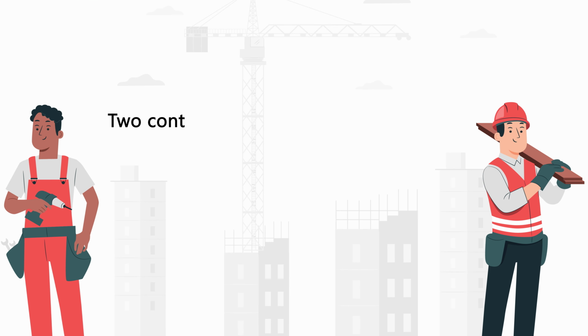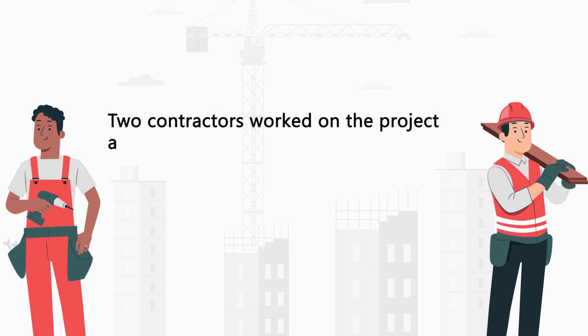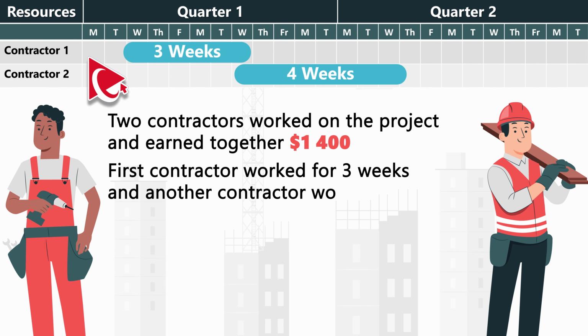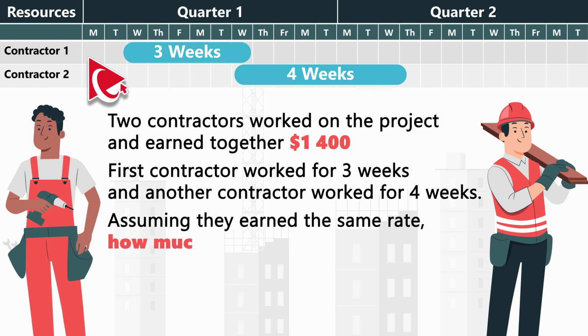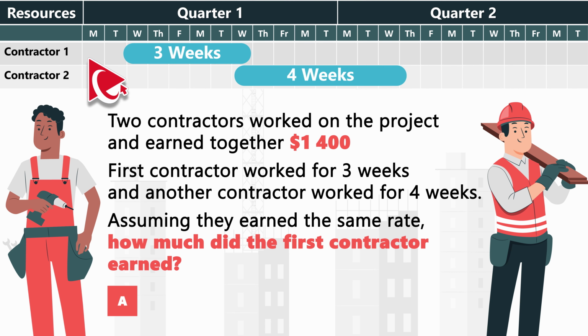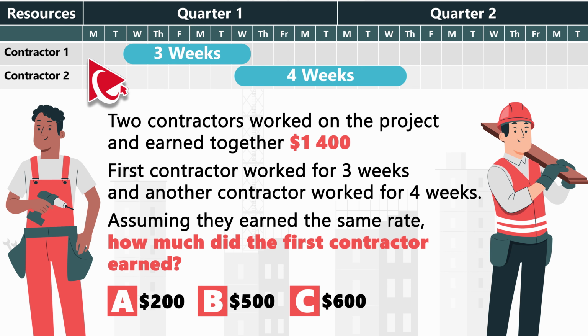So, 2 contractors worked on a project and earned together $1,400. First contractor worked for 3 weeks, and another contractor worked for 4 weeks. Assuming they've earned the same rate, how much did the first contractor earn? You need to calculate and select the answer out of 4 possible choices. Choice A, $200, choice B, $500, choice C, $600, and last but not least, choice D, $900.